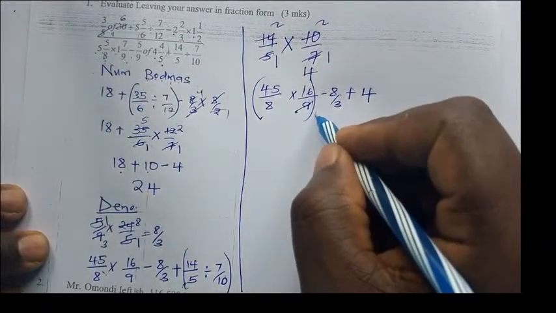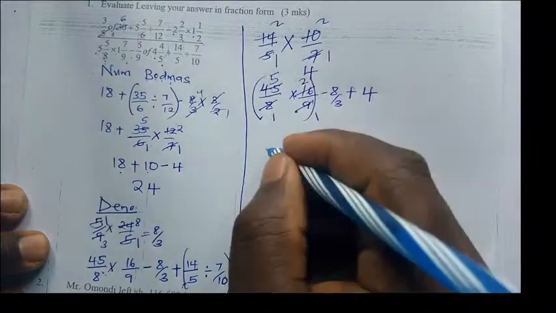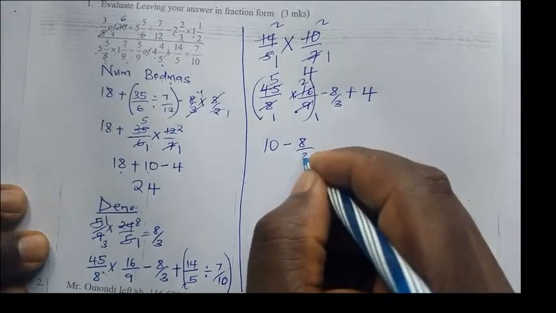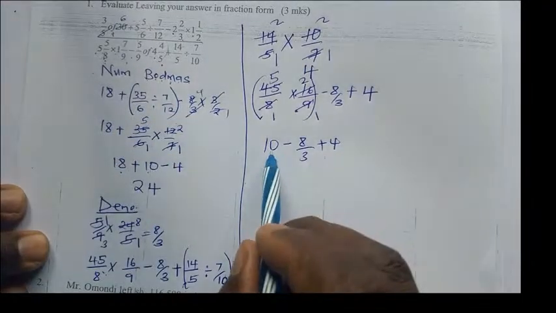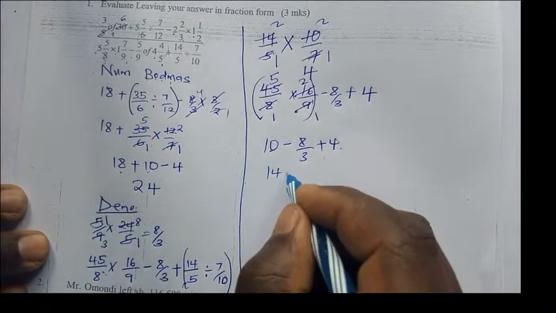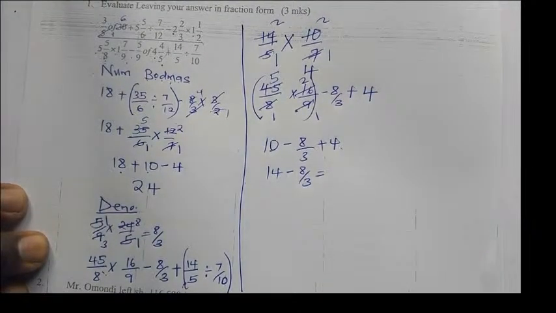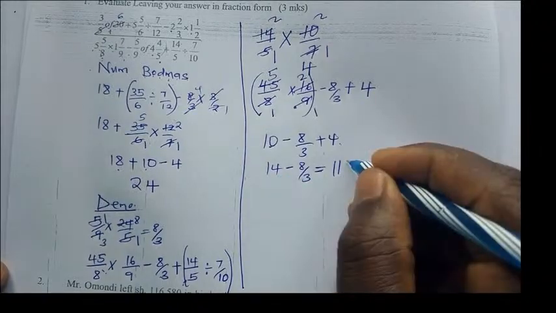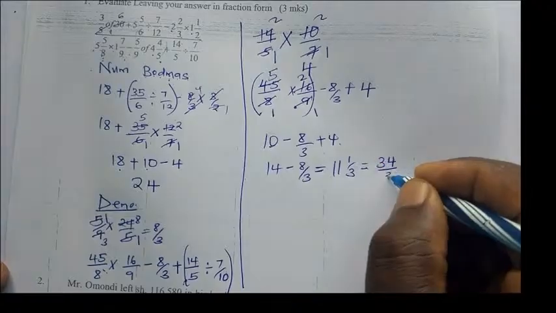So 9 once, 9 here 5. 8 once, 8 here twice. So this is 10 minus 8 over 3 plus 4. The next one is addition. So we can add 10 plus 4, which is 14, minus 8 over 3. So 14 minus 8 over 3. So this one, 14 minus 8 over 3. This is the same as 34 over 3 if you put it in improper fraction.